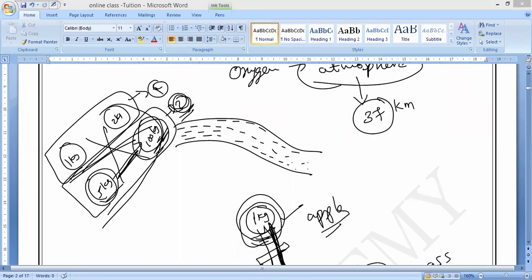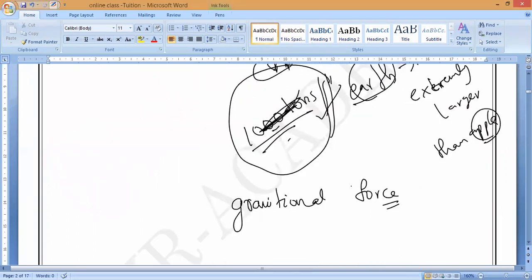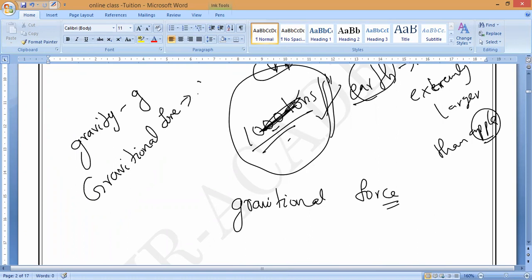But if you take a normal household cat, what is the force of attraction? For the universal law of gravitation we take capital G. But if you take the earth, what should we call it? We should call it gravity. Gravity we represent with a small g, but gravitational force we represent with capital G.